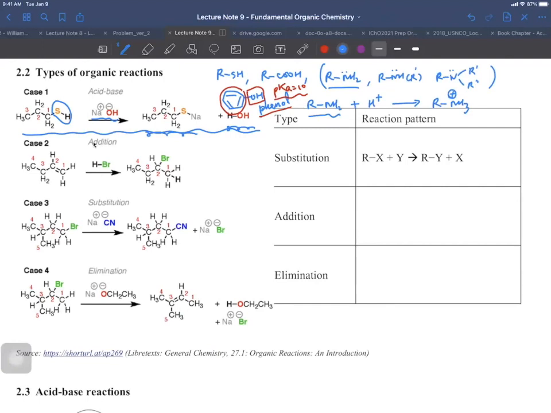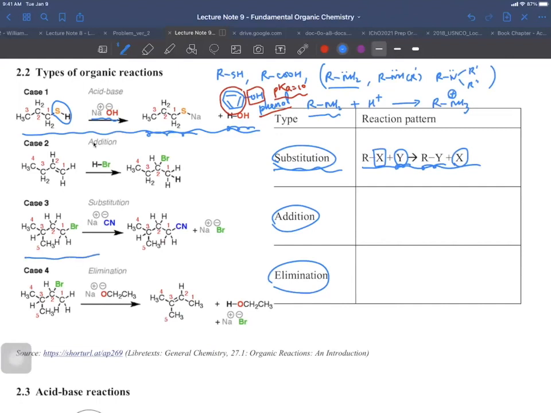So except for the acid-base neutralization, we also have substitution, addition, and elimination. The reaction pattern of substitution is like this: RX reacts with Y and changes into RY and X. So basically, the X group is replaced by the Y group. This is quite similar to the double displacement in inorganic chemistry, and this is also why it's called substitution. I think it's pretty straightforward to understand the pattern.